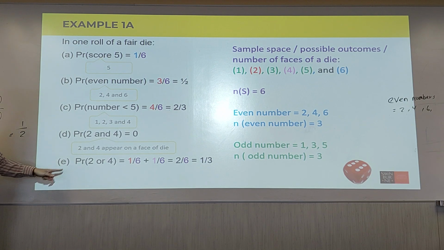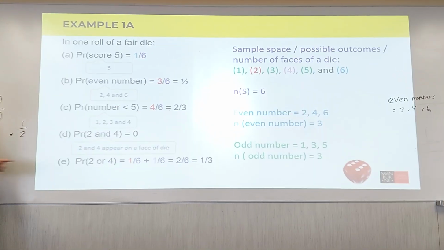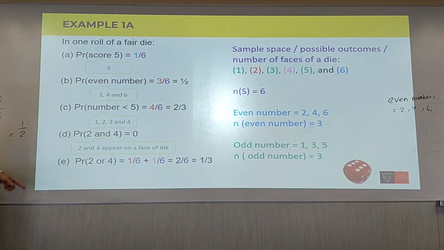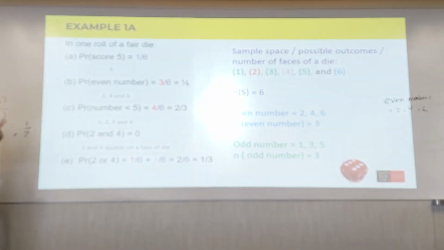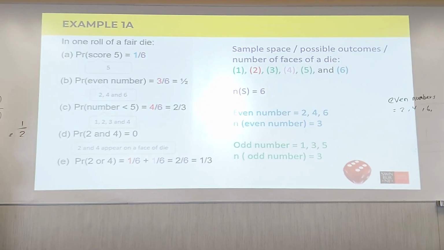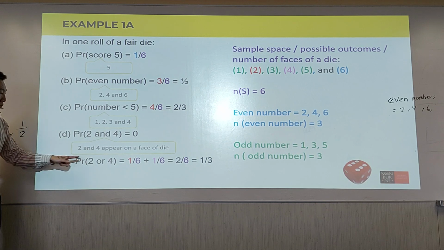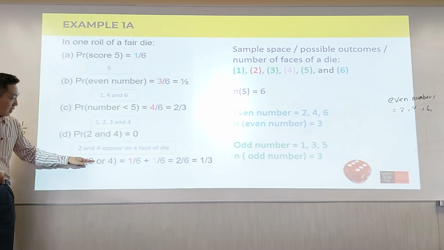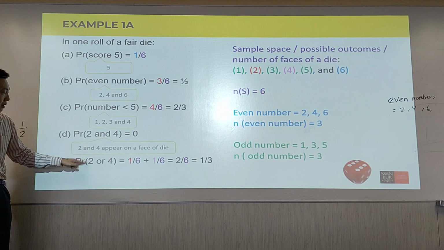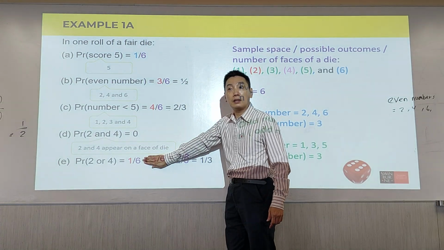Okay, next. What is the probability that if you throw a die, the number is either 2 or 4? What is the meaning of this? It means that if you throw a die, what is the chance that you get a score of 2 or a score of 4? Either 2 or 4. In order to solve the problem, we do it step by step. We solve this part first. What is the probability that the die shows score 2? The answer is 1 over 6.